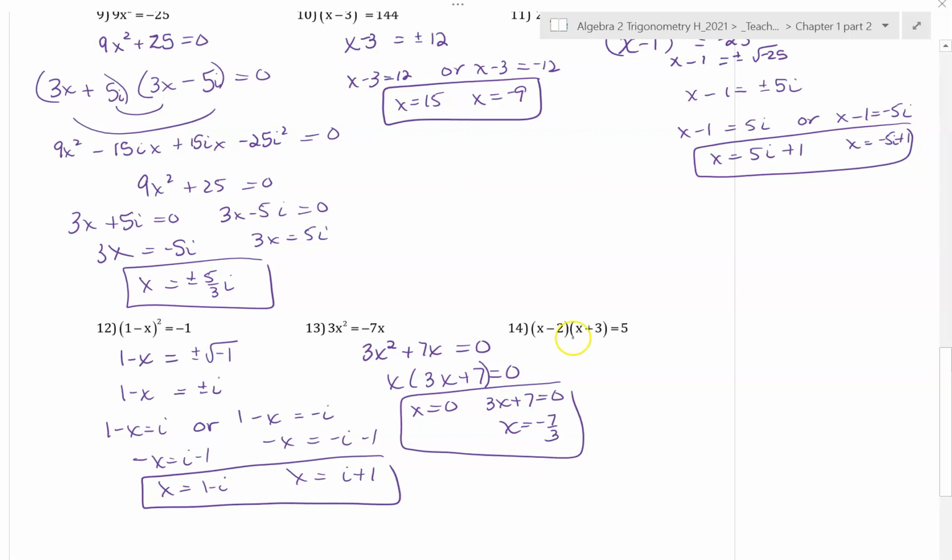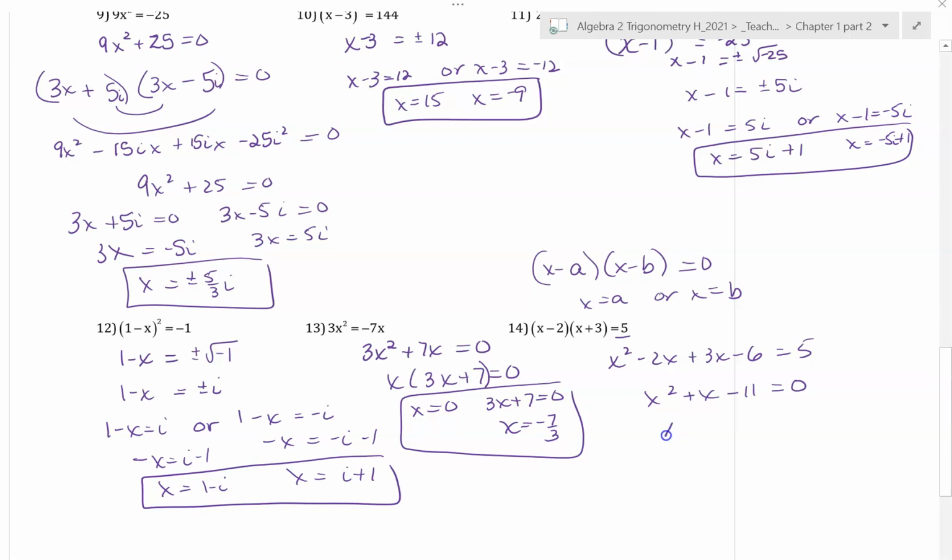Notice that the zero product property says that if you have x minus a times x minus b equals 0, we know that x equals a or x equals b, but notice this is a 5. There are a lot of things that you can multiply together to get 5. So we're going to have to expand. Now we want 0 on one side of the equation. And I tried to factor it, but I couldn't.